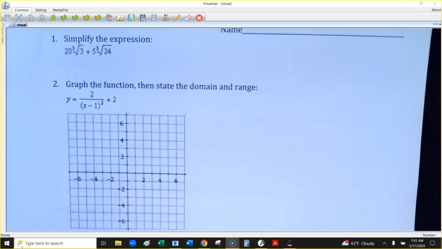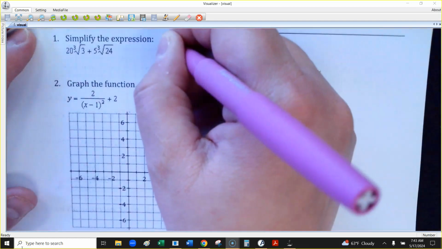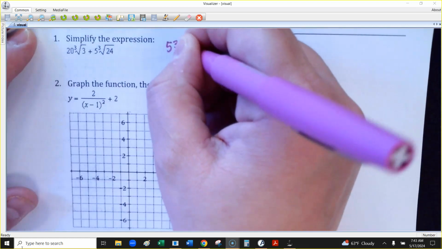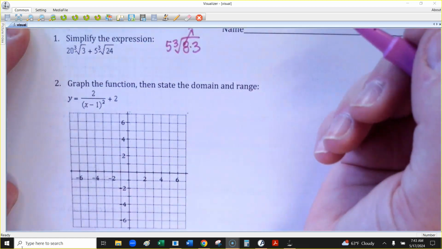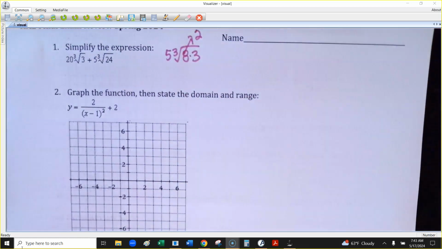8, right? So let me just write it to the side. So 24 is 8 times 3, right? What is the cube root of 8? We might need to grab those little yellow cards out if we don't remember. I've got them up on the board too. So the cube root of 8 is 2.